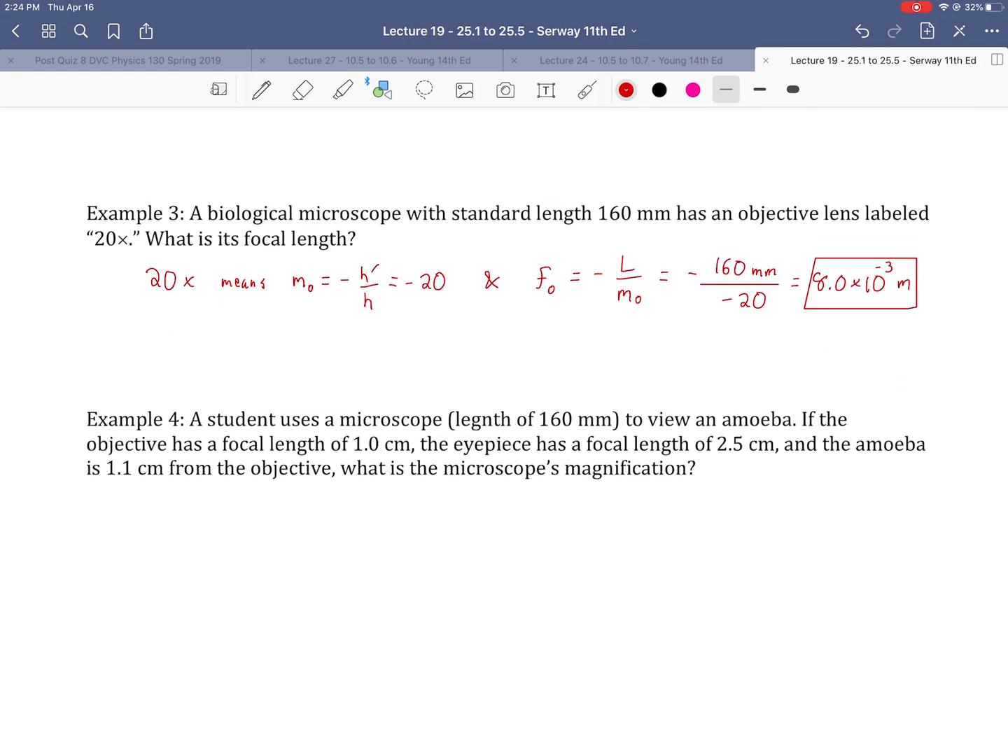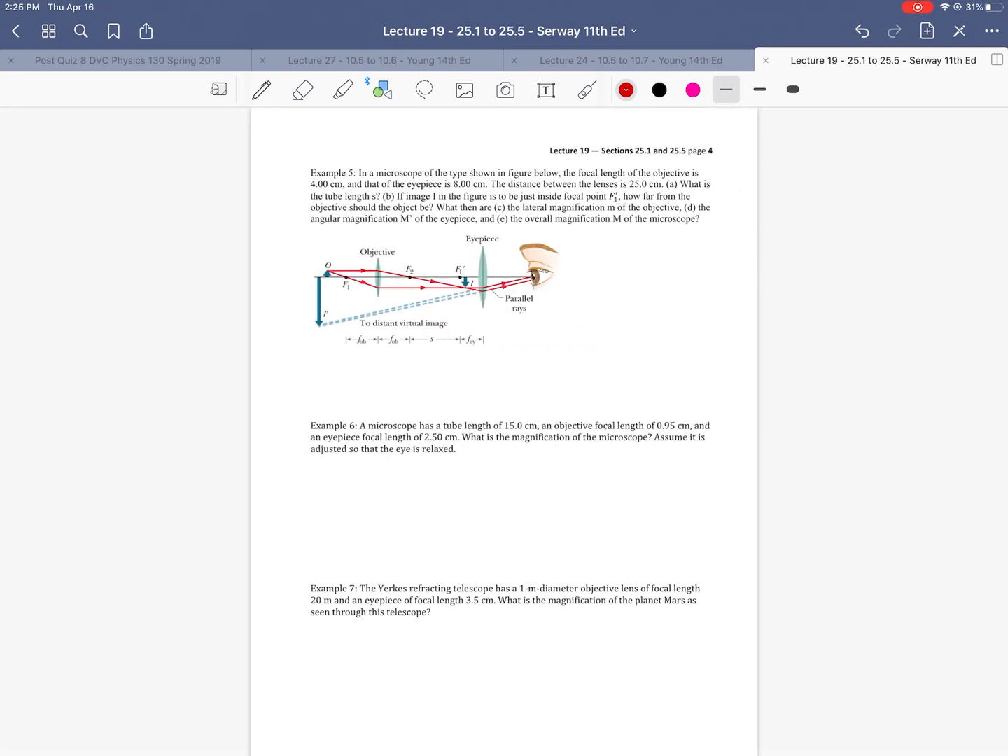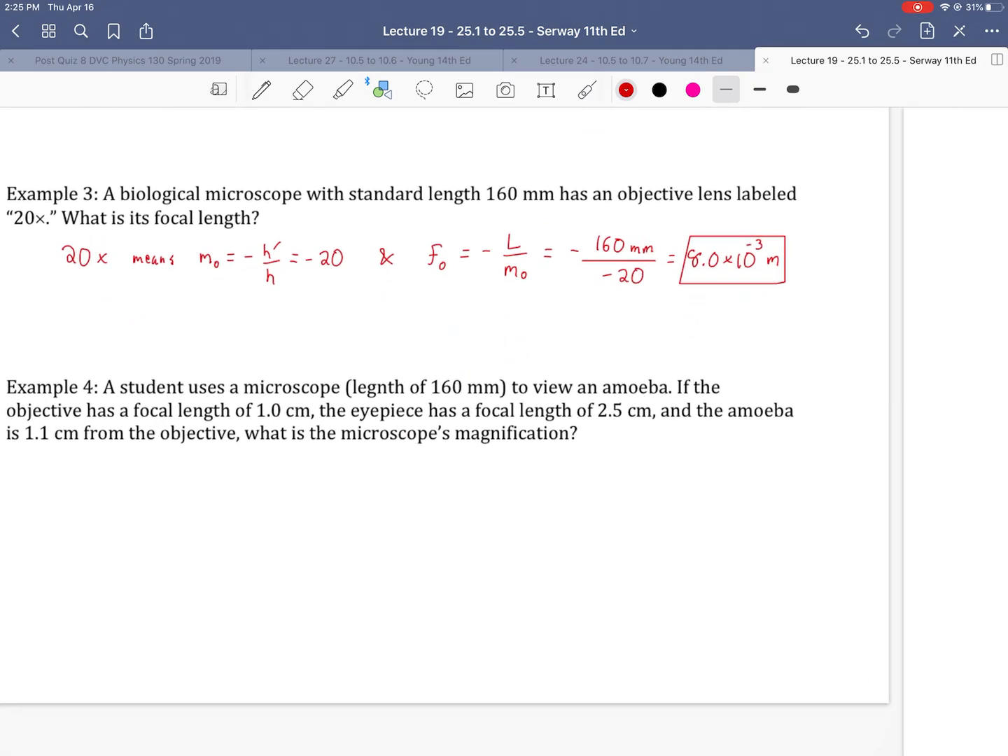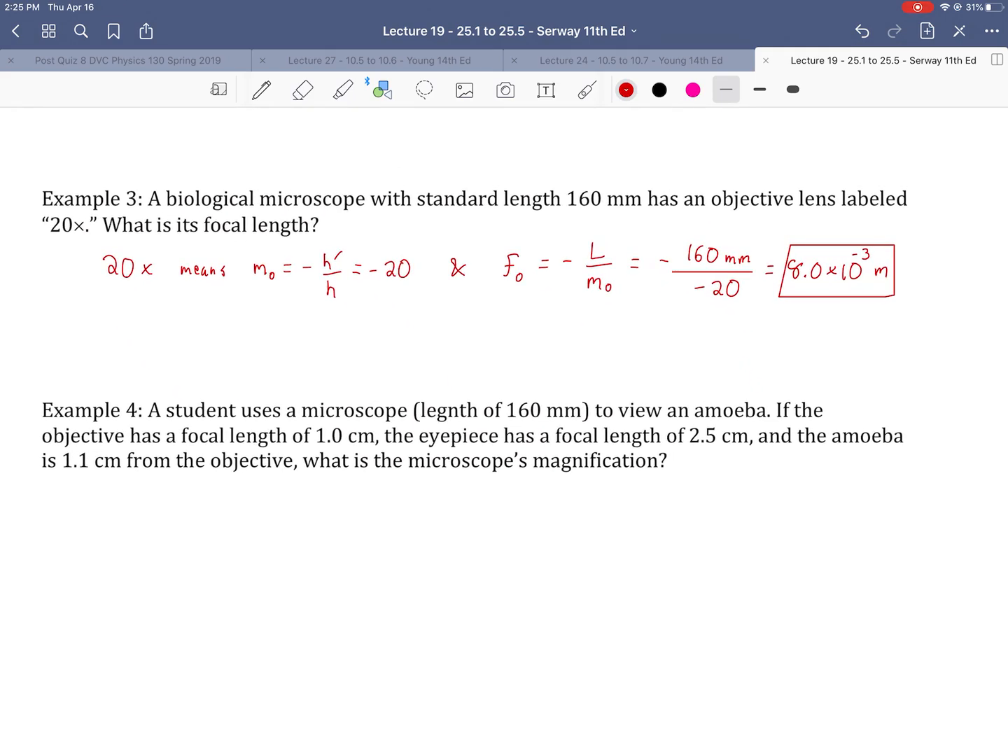All right. So let's see if we want to do one more example. I think that'll be a good idea. All right. So I'll still leave one example for your practice. Another microscope, right? Quite similar to the one we just did. But I'm going to do one more, and then I'm going to do a telescope example, and we'll wrap up these notes. So a student uses a microscope.